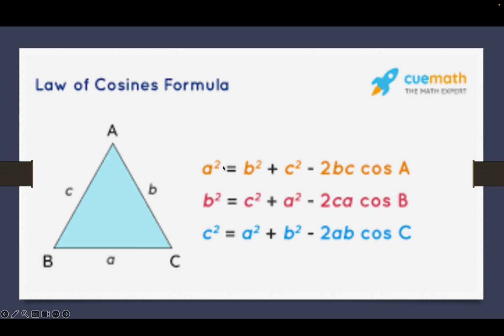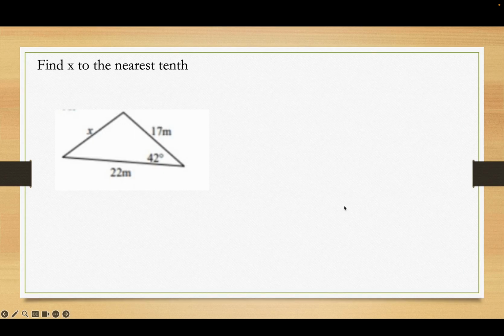And here's what we said before. a squared is b squared plus c squared minus 2bc cosine A. If I start with an A, I end with an A. If I start with a B, I end with a B. In between, I use the other two letters, and then it's minus 2, and then ca or ac, it doesn't matter, and so on. So let's use the law of cosines to solve some problems.